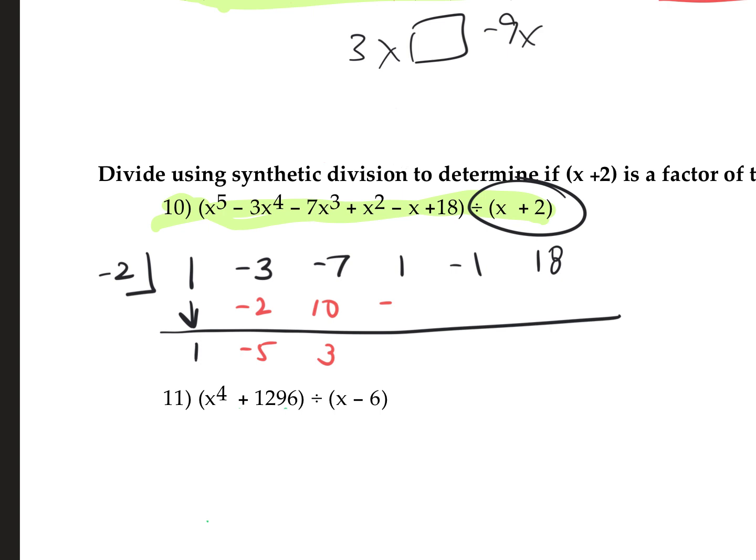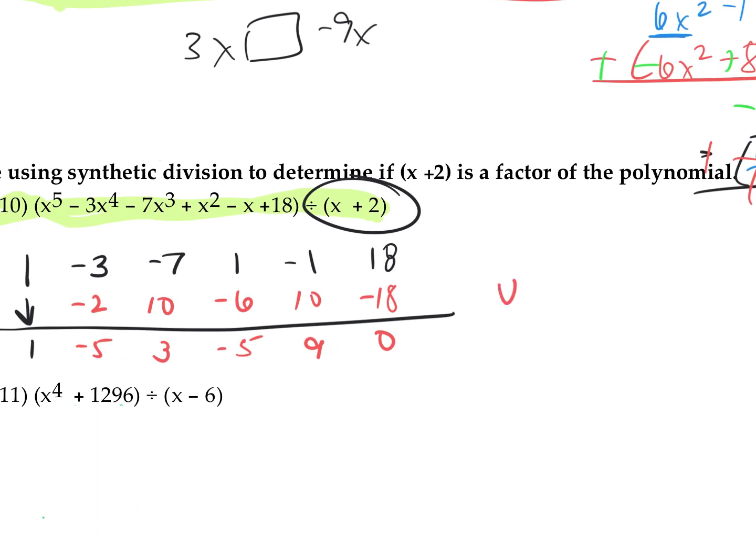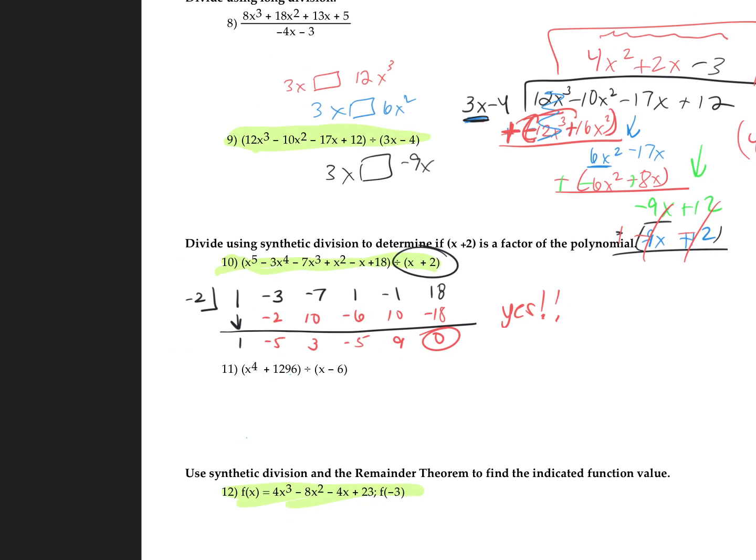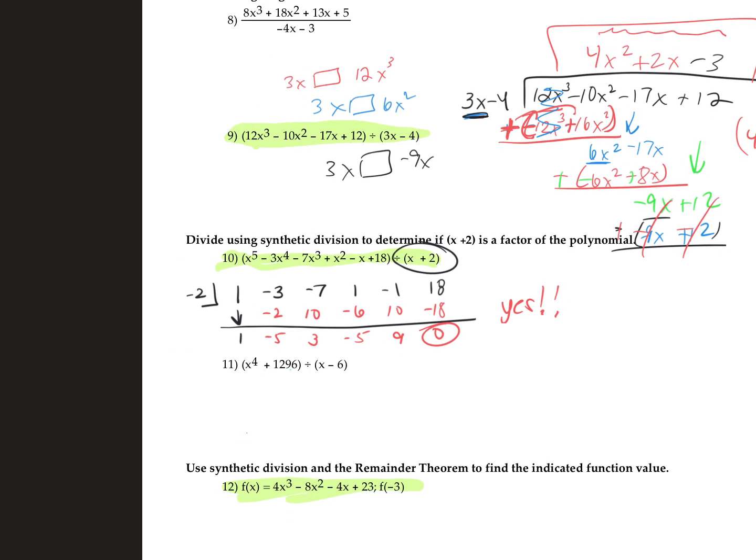Thank you. 3 times -2 is -6. 1 and -6 is -5. -5 and -2 is 10. 1 and 10 is what? -1 and 10 is 9 times -2 is -18. My remainder is 0. What is the answer to this question? Yes, it's a factor. Why is this a factor? Because the remainder is 0. Right? Good.